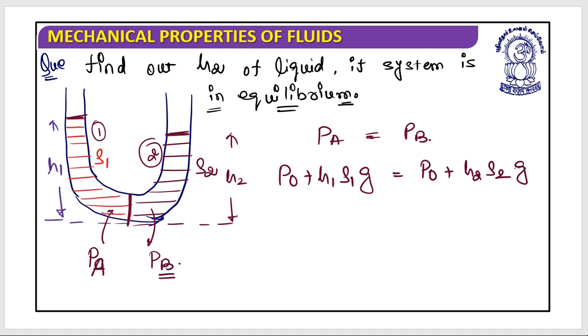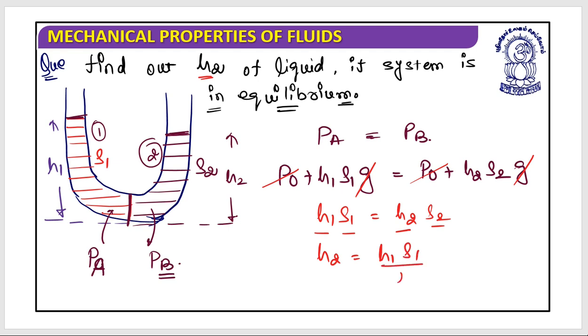So this P naught and this P naught cancel out, and the g also cancels out. So from this, h1 rho 1 equals h2 rho 2. So basically we have four variables: height 1, rho 1, height 2, rho 2. Any three of them will be given, and the fourth can be calculated easily, as in this case h2 has been asked. So h2 equals h1 rho 1 divided by rho 2. That's it, you did it. Great job.